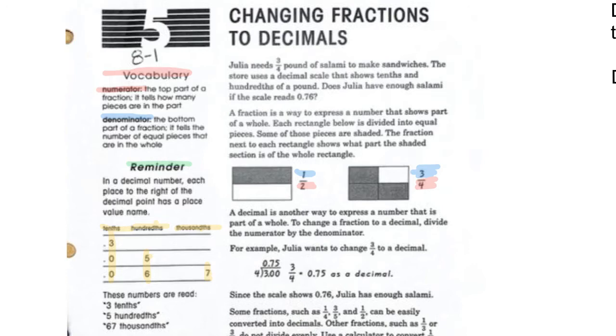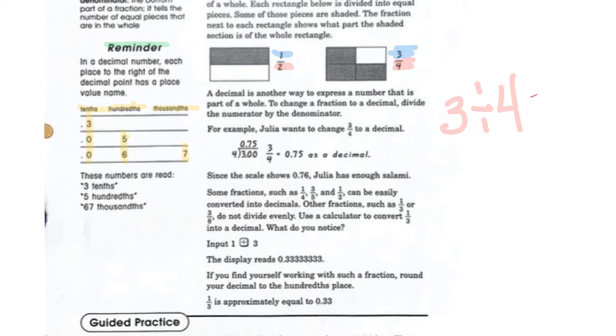To change a fraction to a decimal, you divide the numerator, the top number, by the denominator, the bottom number. For example, Julia wants to change 3/4 to a decimal. I could write it out as long division, or you could punch in 3 divided by 4 on your calculator. And that equals 0.75. Don't forget that decimal in there. Now, since the scale shows 0.76, she does have enough salami.